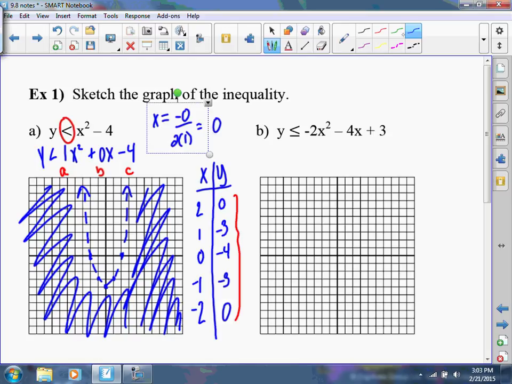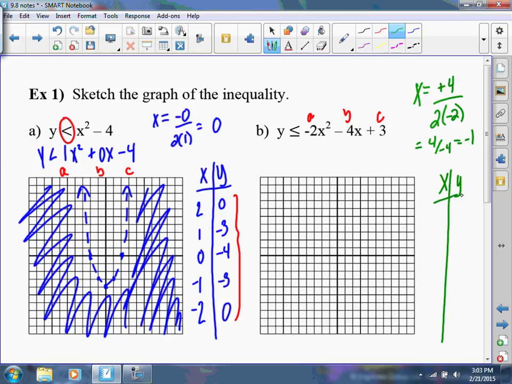Okay, let's try part B then. Now part B is already written in descending order. We've got our negative 2x squared minus 4x plus 3. So it's already in descending order. I've got my A value, my B value, and my C value. That's good. So now I just need to do the negative B. So that's a negative 4, so that's positive 4, over 2 times A, so that's 2 times negative 2. So that's going to be 4 over negative 4, so that's going to be negative 1. So negative 1 is where I'm going to start my table.